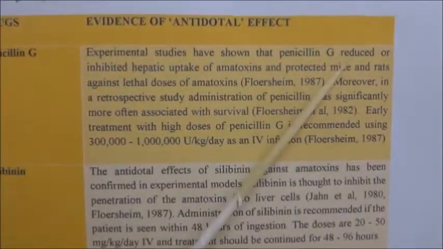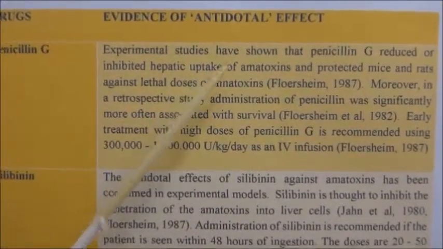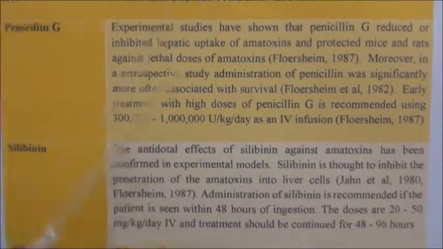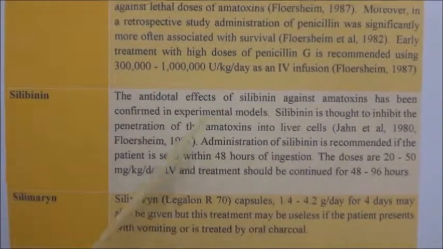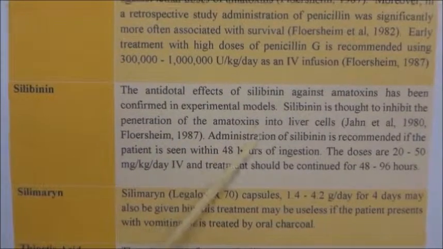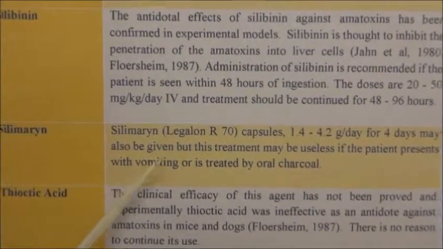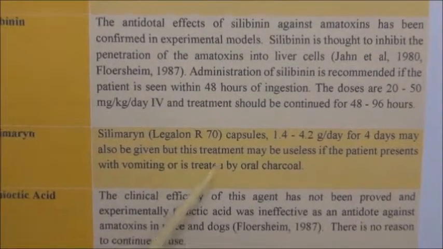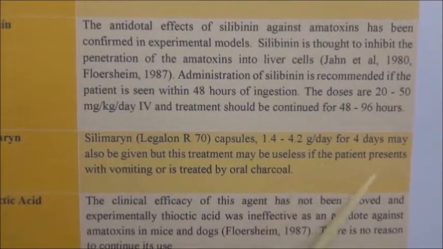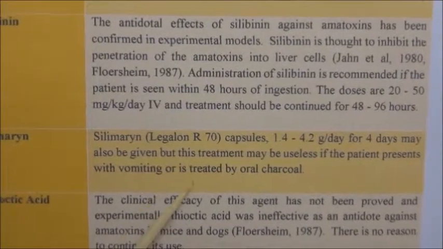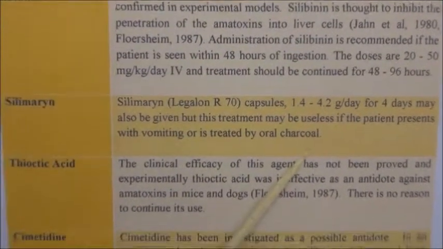Penicillin G reduces or inhibits hepatic uptake of amatoxin. Silibinin is thought to inhibit the penetration of the amatoxin into liver cells. For silymarin, it also can be given. However, this treatment may be useless if the patient presents with vomiting or is treated by oral charcoal.